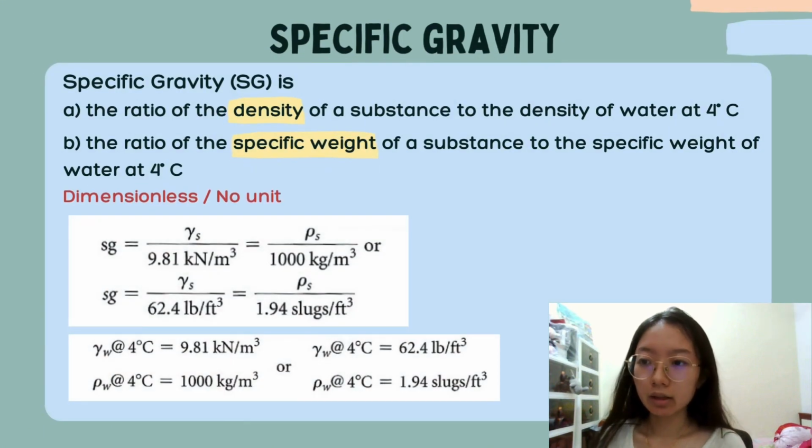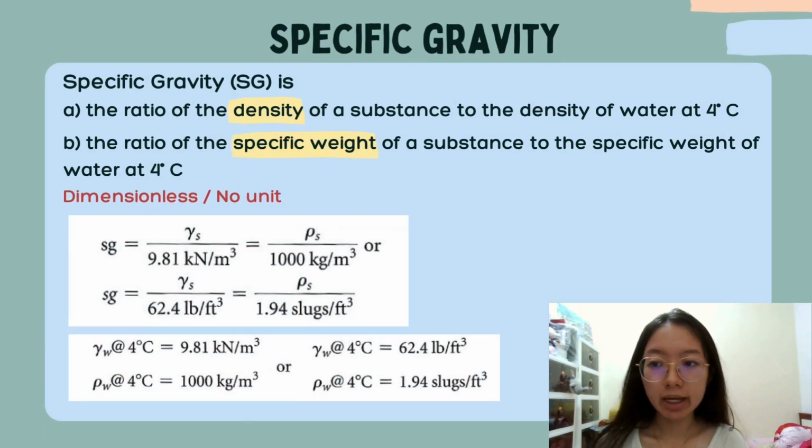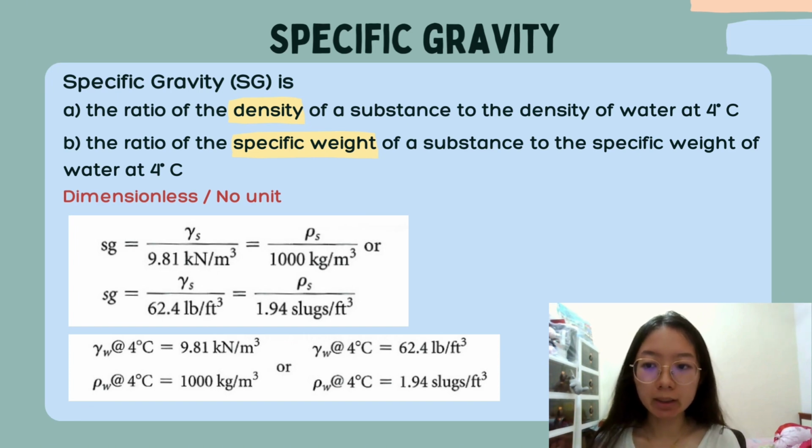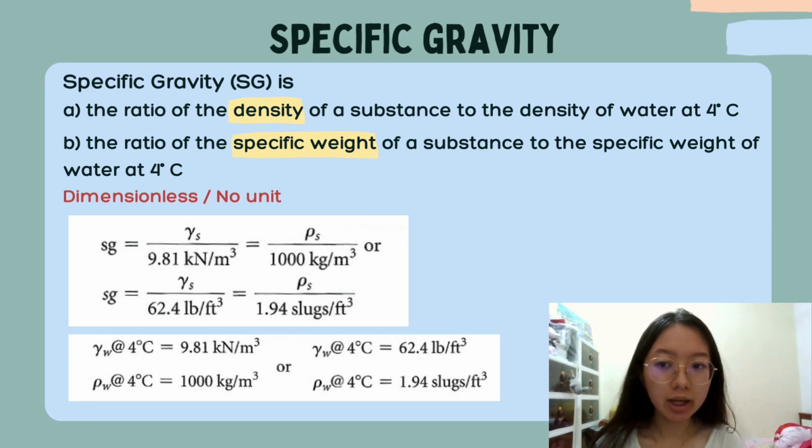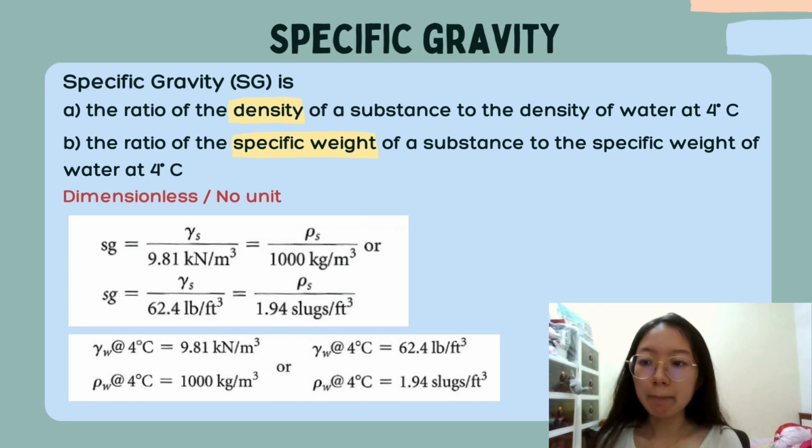So next is specific gravity, SG. Specific gravity can be defined in two ways. First, specific gravity is the ratio of the density of a substance to the density of water at 4 degrees Celsius. And secondly, specific gravity is the ratio of the specific weight of a substance to the specific weight of water at 4 degrees Celsius as well. So SG is dimensionless and it is defined as a ratio.